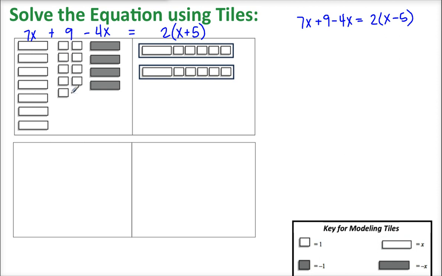So the first thing that I see on this side is that I have x tiles and I have negative x tiles, and we can make zero pairs with these. So an x and a negative x are going to cancel each other out. An x and a negative x cancel out. An x and a negative x cancel out, and we can do that one more time. Okay, in my equation what that looks like is we did 7x minus 4x. So we have 7 x's combined with negative 4 x's, and that leaves us with 3 x's. See, 1, 2, 3. And we still have plus 9.